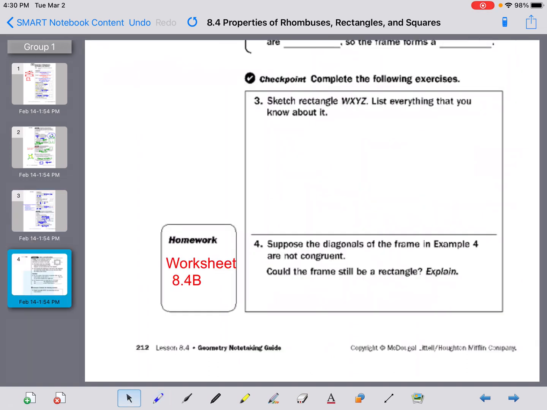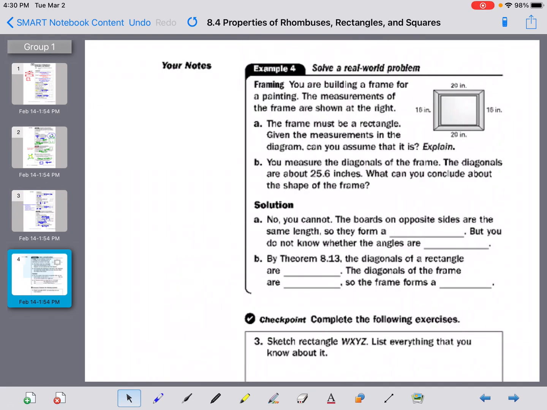All right, last page. So you're building a frame for a painting, and the measurements of the frame are shown at right. So I have 20 on the top, 20 on the bottom, 16 on the left, 16 on the right. A says the frame must be a rectangle. Given the measurements in the diagram, can you assume that it is a rectangle? Okay, so one thing I notice is my opposite sides are definitely equal. Is that enough to prove a rectangle?